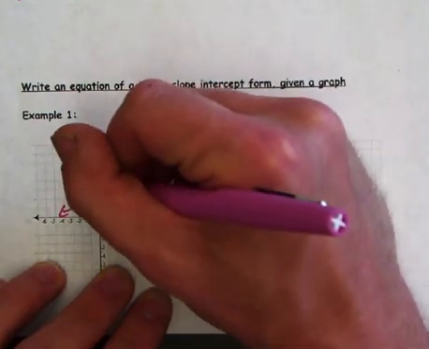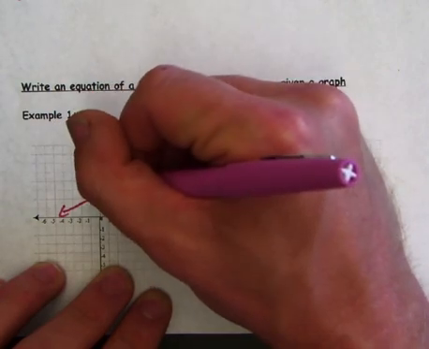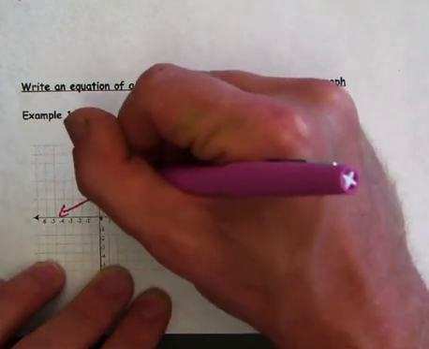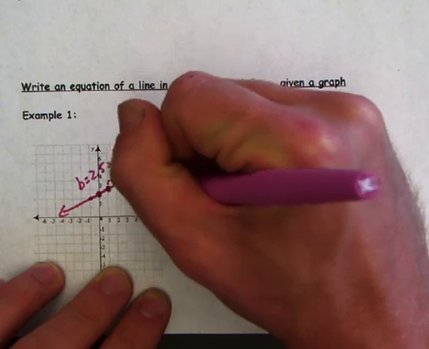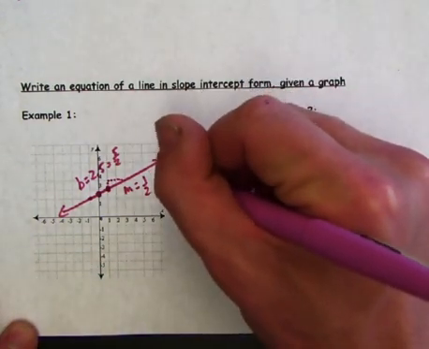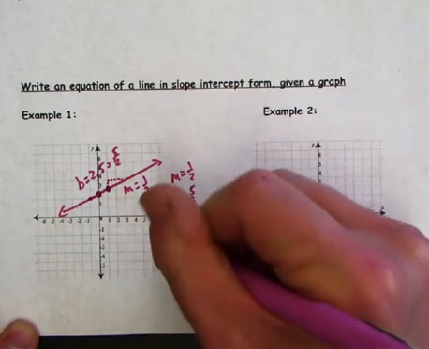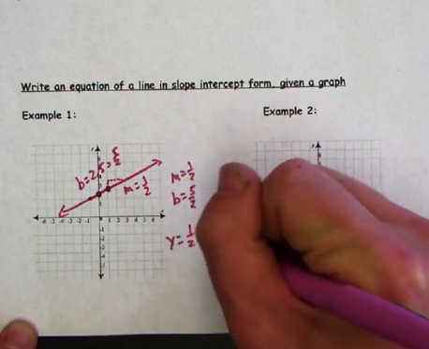So let's start with this point, which is (1, 3). We're going to go up 1 and over 2. So that means our slope equals 1/2. All right, so we have a slope equals 1/2, our y-intercept equals 5/2. We get y equals 1/2 x plus 5/2.